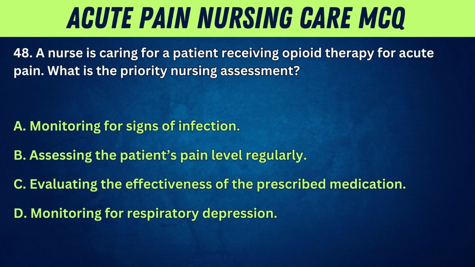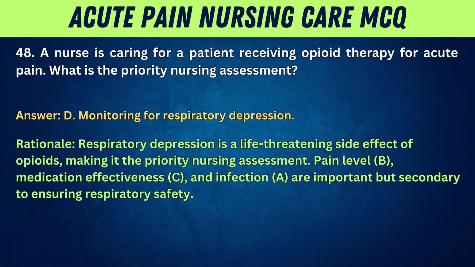48. A nurse is caring for a patient receiving opioid therapy for acute pain. What is the priority nursing assessment? A. Monitoring for signs of infection. B. Assessing the patient's pain level regularly. C. Evaluating the effectiveness of the prescribed medication. D. Monitoring for respiratory depression.